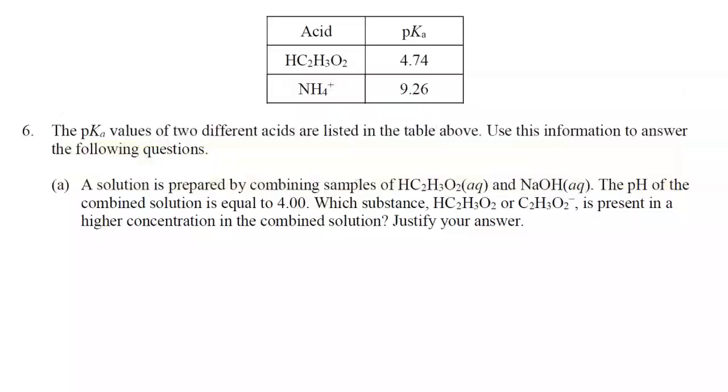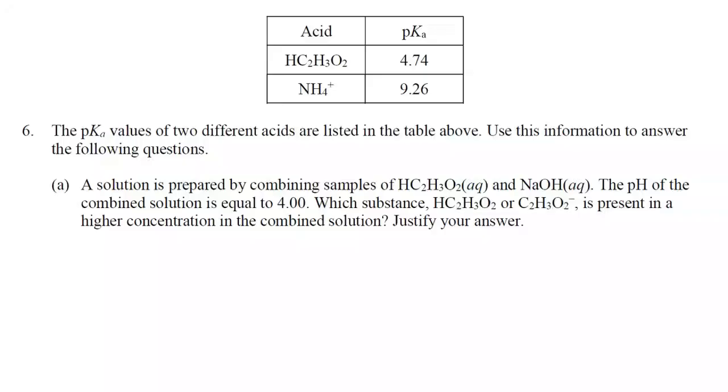Question 6. The pKa values of two different acids are listed in the table above. Use this information to answer the following questions. So the first acid listed in the table is acetic acid, HC2H3O2. It has a pKa value of 4.74. And then the second acid listed in the table is the ammonium cation, NH4+. Its pKa value is 9.26.